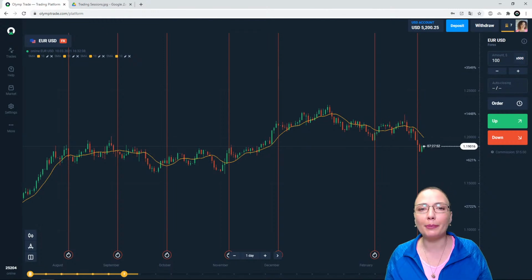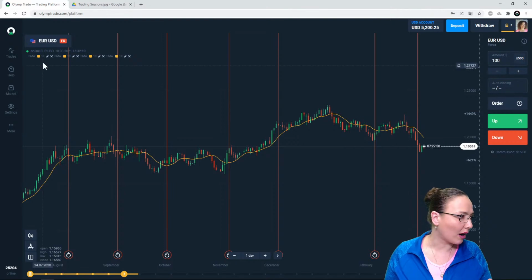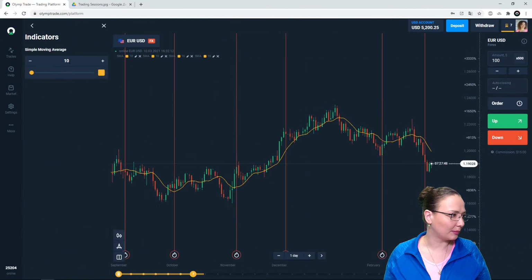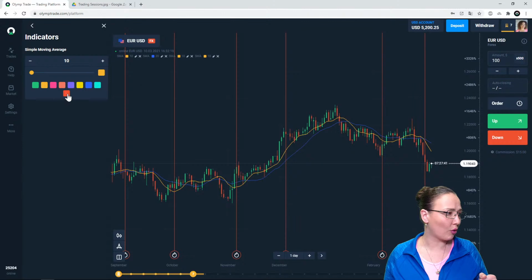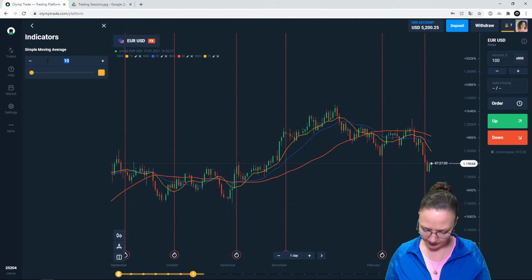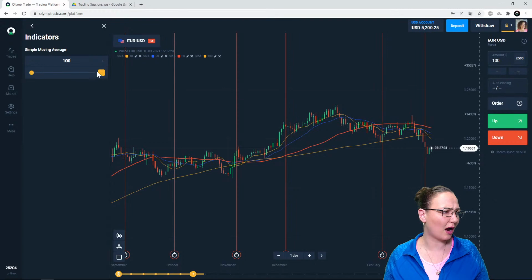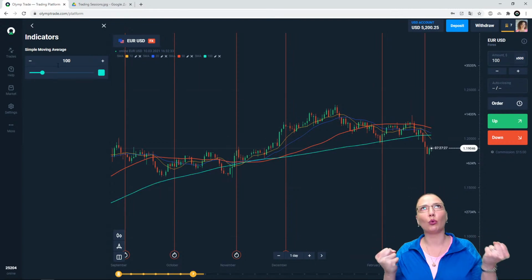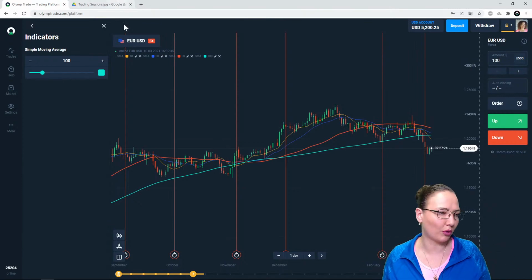Some of the more popular moving average periods are 10, and let me go ahead and change this to 20 for the short term. I would say 50 and 100 for the midterm, and 200 as a really global, strong key level of support and resistance.